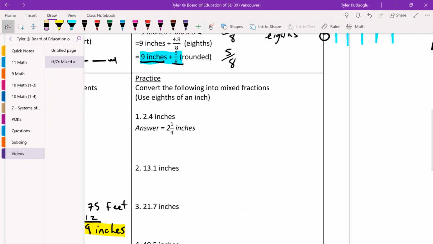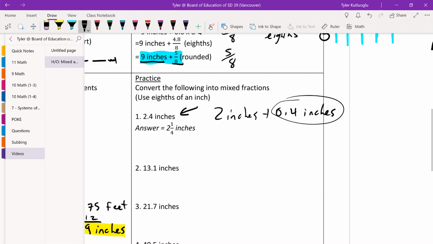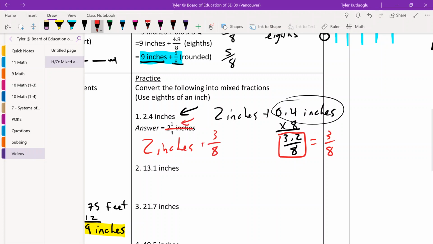Let's do a couple more. 2.4 inches. I'm going to split that into 2 inches plus 0.4 inches. Then I want to turn this into eighths, so I'm going to do times 8. 0.4 times 8 gives me 3.2 out of 8. 3.2 out of 8 is close to 3/8. So that means that's my answer: 2 inches and 3/8. Whoa, that was wrong. My bad.